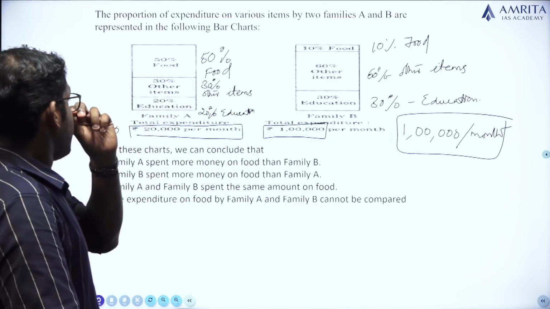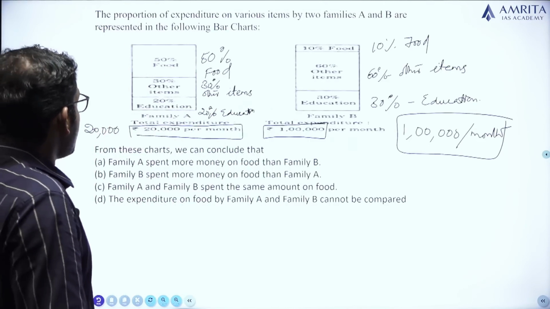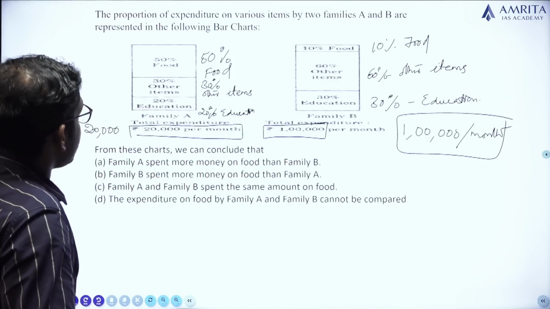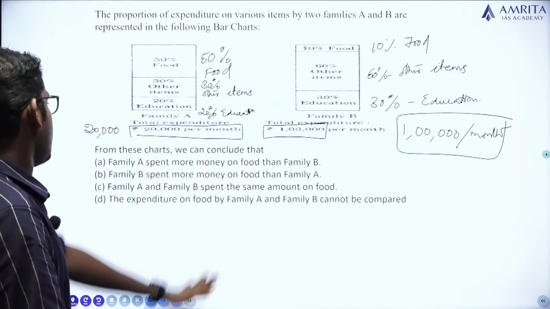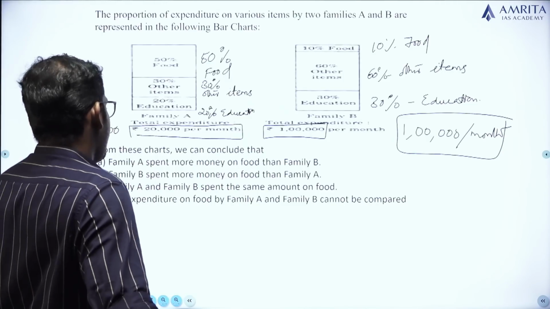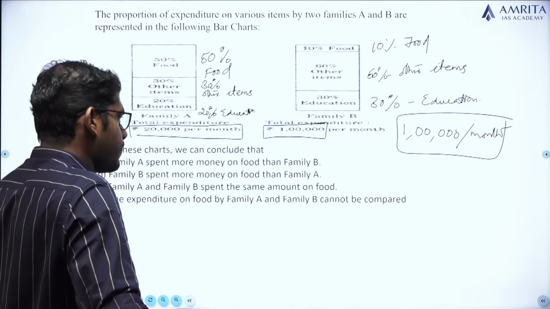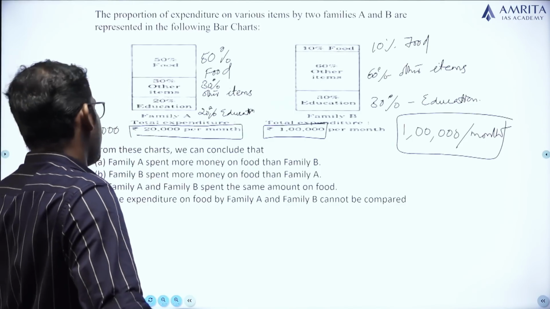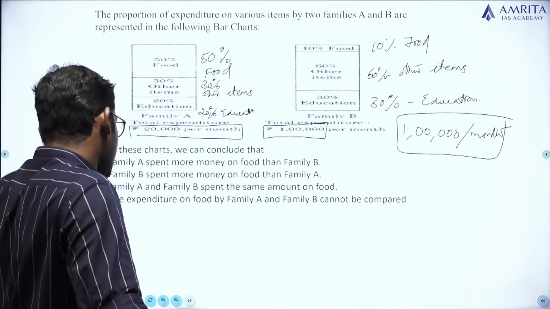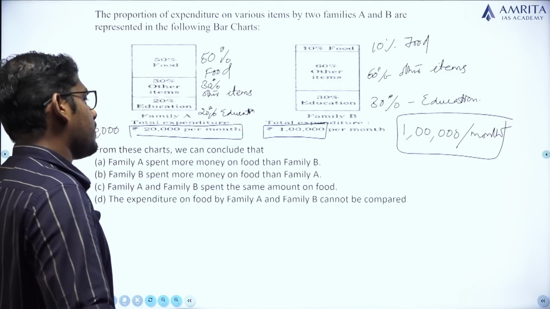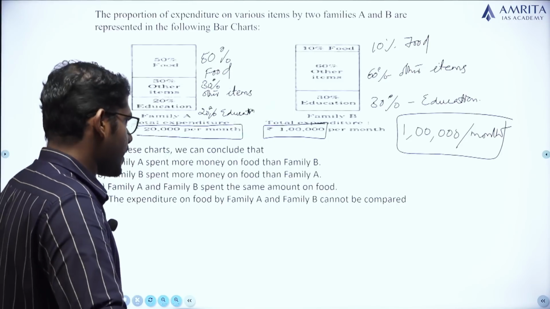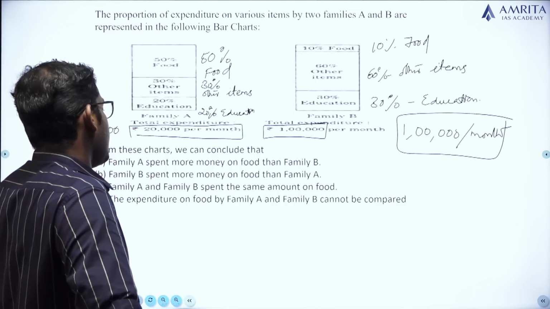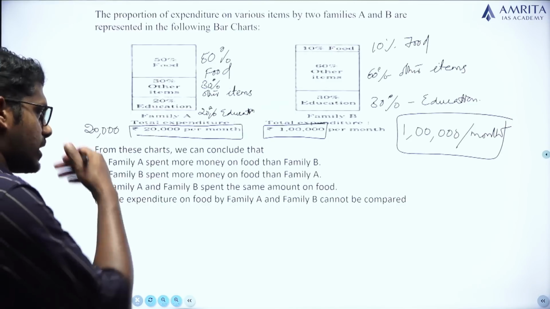Clear? Now let's read the question. The proportion of expenditure on various items by two families A and B are represented in the following bar charts. From these charts we can conclude that: family A spends more money on food than family B; family B spends more money on food than family A; family A and family B spend the same amount on food; the expenditure on food by family A and family B cannot be compared. So we can simply rule out option D because we can compare the expenditure on food by family A and family B.